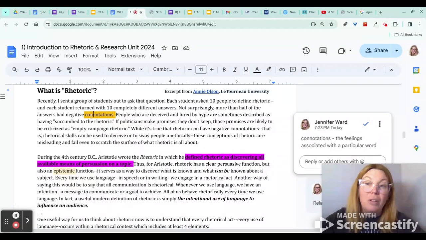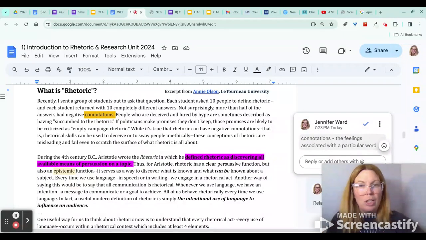So I might write myself a little note in the margin that connotations is the feelings that we associate with the word. So I'm wondering, like, why do people have a negative association with the word rhetoric? Let's see if she explains that.